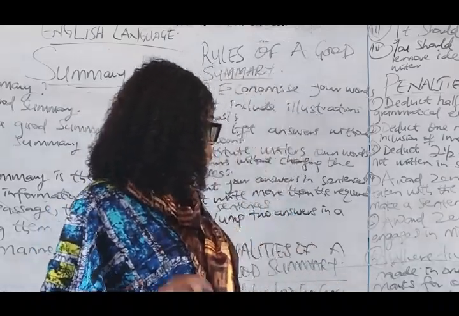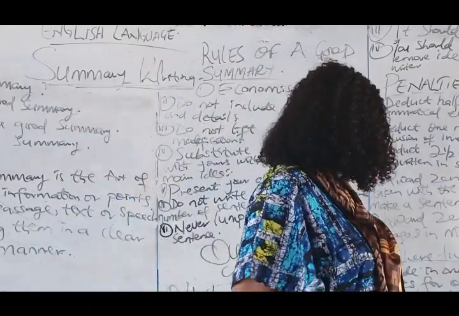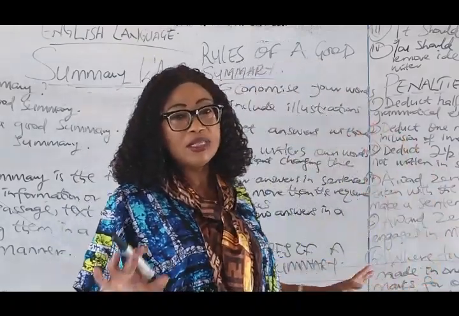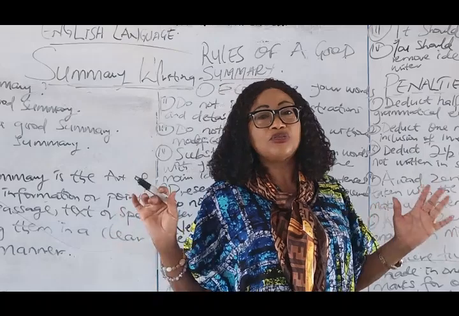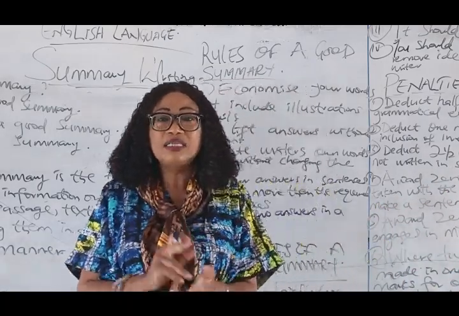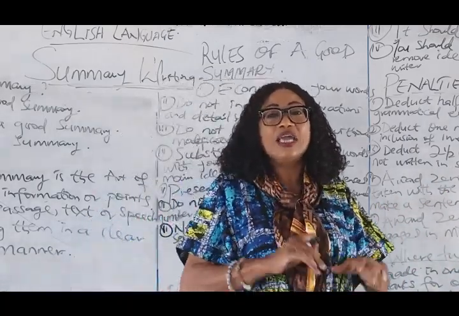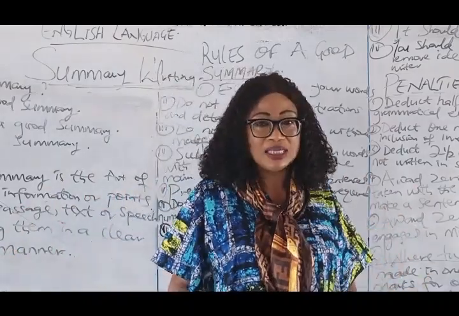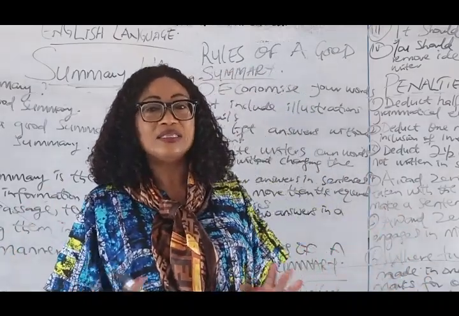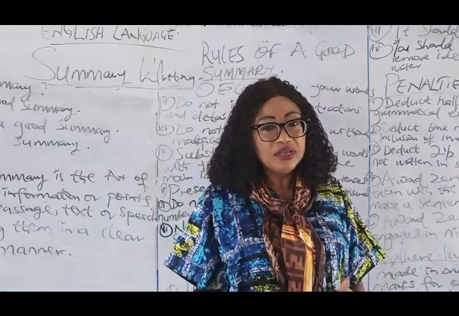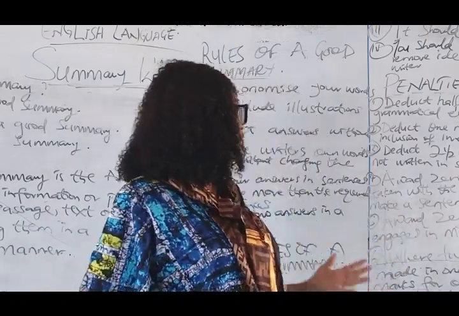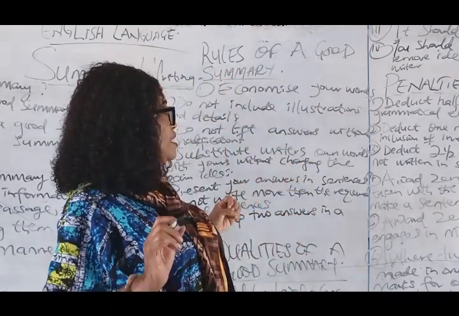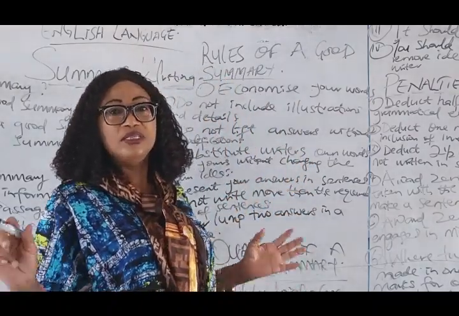The next one is where a student writes more than the required number of sentences: mark only the required number of sentences. You're asked to write 5 sentences, you give your answers in 4 sentences or 6, and then you write 10, 15 thereabout. Only the required number of sentences will be marked, and the other ones will be regarded as irrelevant or extraneous ideas. So please keep to the rules of summary writing. If you keep to the rules of summary writing, definitely you will do well in your summary.